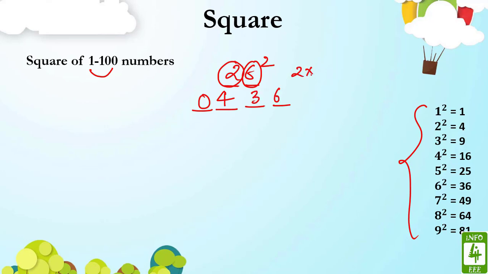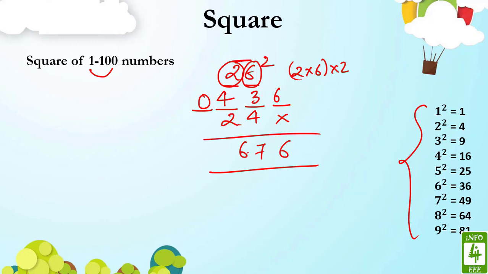Then multiply these two numbers and double it. So 6 twos are 12, 12 twos are 24, and add it after skipping 1 digit. So the total will become 676. This will be the square of 26.